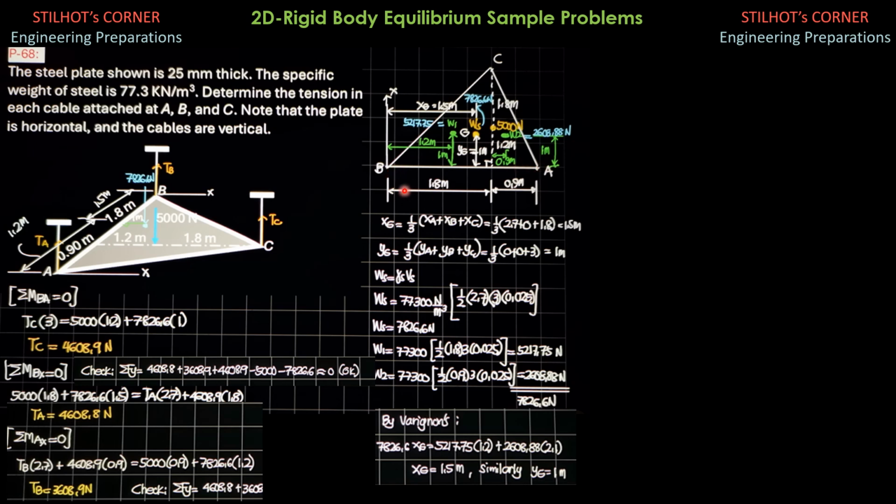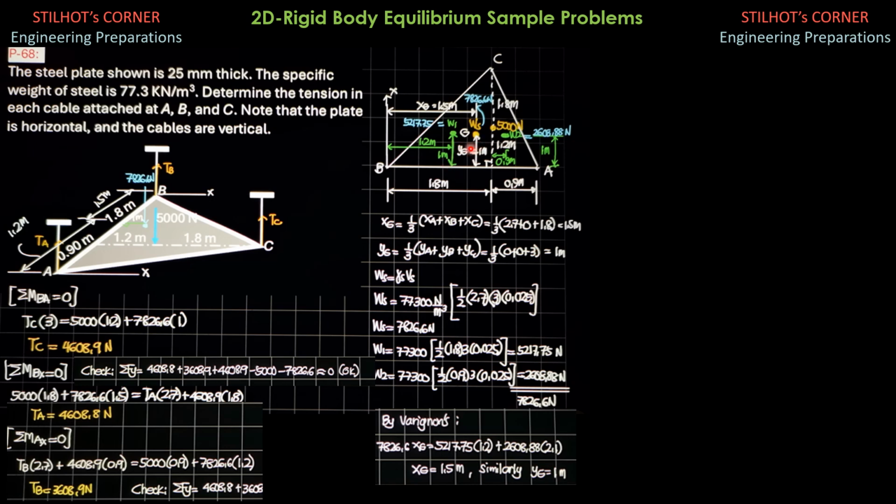XA is 2.7, 1.8 plus 0.9. Then XB is 0. This is our reference. Imagine this is the origin. Then X sub C is 1.8. So that's why XG is 1.5. So it is presented here. If this is the single weight of steel, then that's 1.5. Likewise, YG is 1/3 of YA, which is 0, plus YB, which is also 0, plus YC, which is 3. And 3 is 1.2 plus 1.8 given here. So that's why it's 3. And 1/3 of 3 is 1 meter.